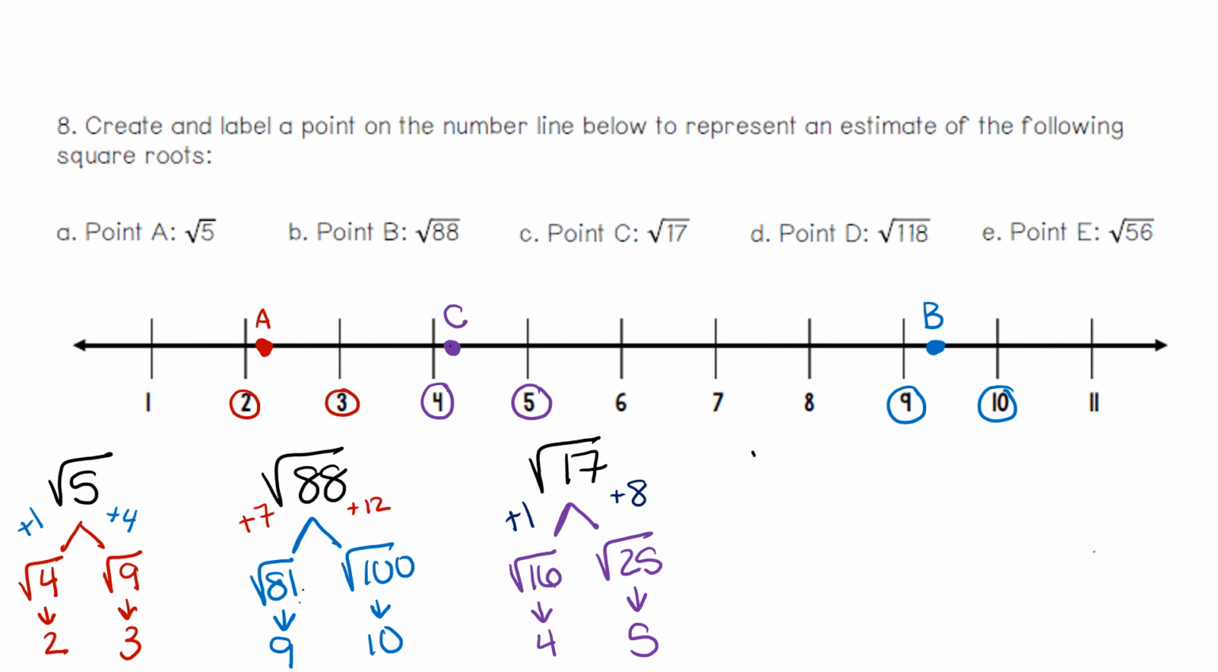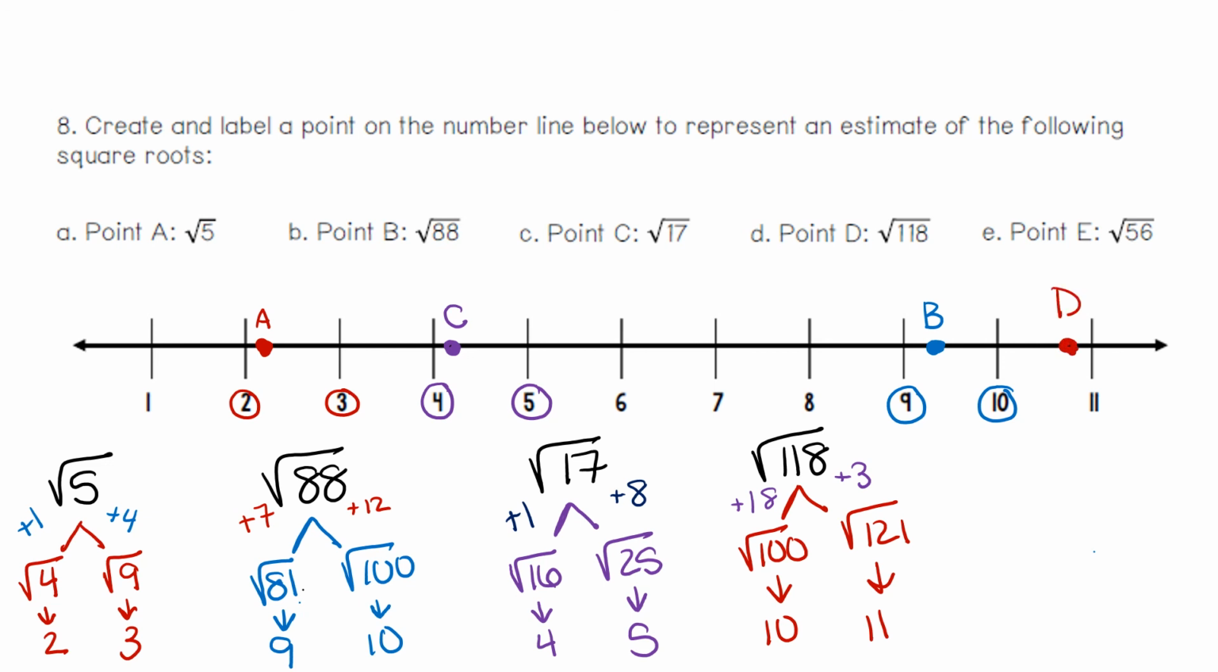For point D, we have the square root of 118. We can break that down into our perfect squares, which would be the square root of 100, 10 times 10, and the square root of 121, which is 11 times 11. Now, to find what it's closest to, to go from 100 to 118, we have to go up 18. To go from 118 to 121, we have to go up 3. So we're going to be closer to the 11 than we are the 10. And label it point D.